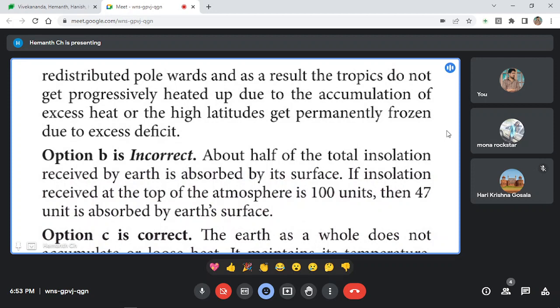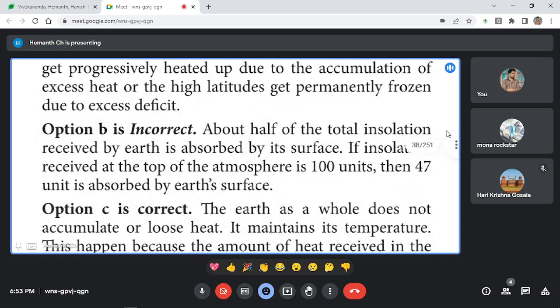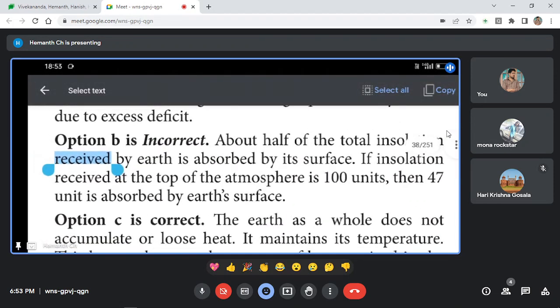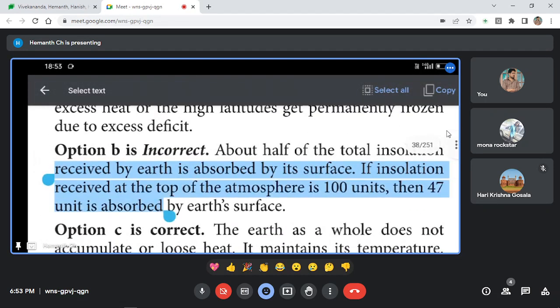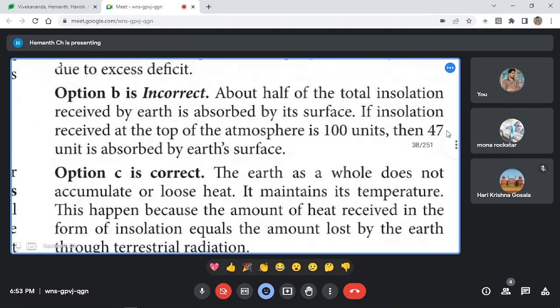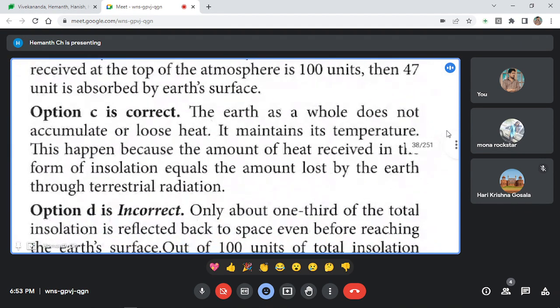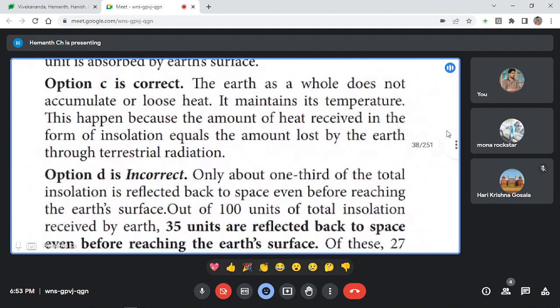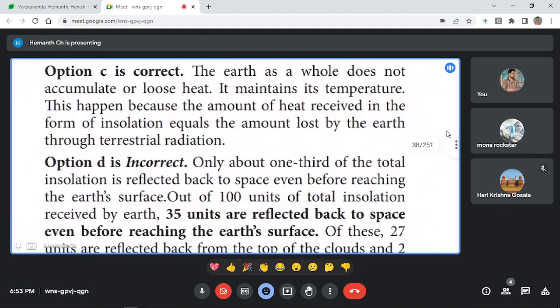About half of the total insolation received by the Earth is absorbed by its surface. If the insolation received at the top of the atmosphere is 100 units, then 51 units are absorbed by the Earth's surface. Next, the Earth as a whole does not accumulate or lose heat. It maintains its temperature, because the heat received in the form of insolation is equal to the amount lost by the Earth through terrestrial radiation.